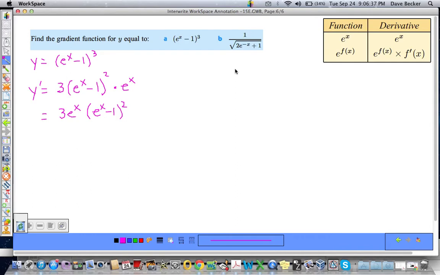Last example. And let's see, I'm going to rewrite this one as y equals 2e to the negative x plus 1 to the negative 1/2 power. So we're going chain rule. Y prime equals, chain rule, let's see, negative 1/2, derivative of the outside, 2e to the negative x plus 1. Minus 1, so this would be minus 3/2. So I've taken the derivative of the outside. I'm going to multiply that by the derivative of the inside.